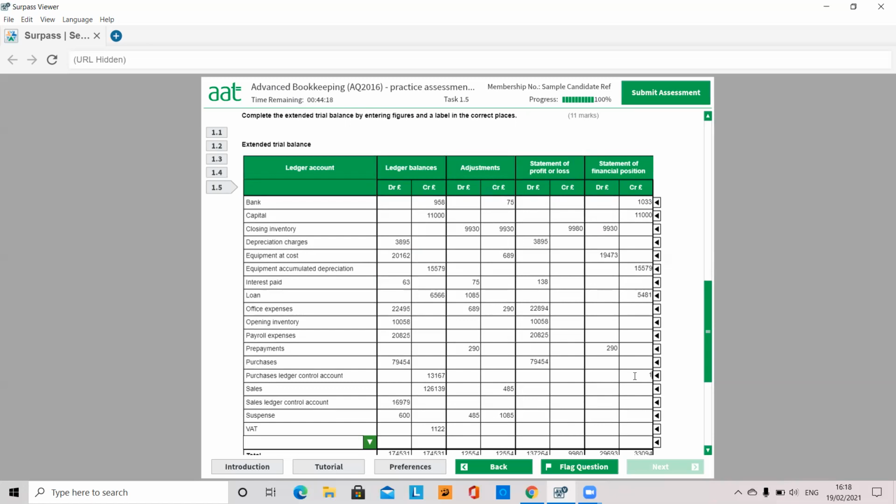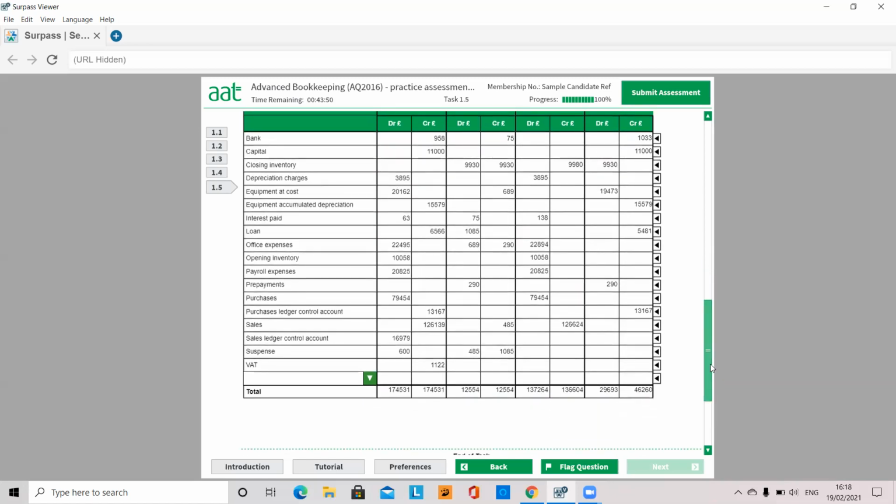So 13167. Sales, so you know where sales go so far as your profit loss account is concerned. So your sales on the credit side. So you got 126,139 and then an adjustment for 485, which gives us 126,624. Okay, let's have a look.